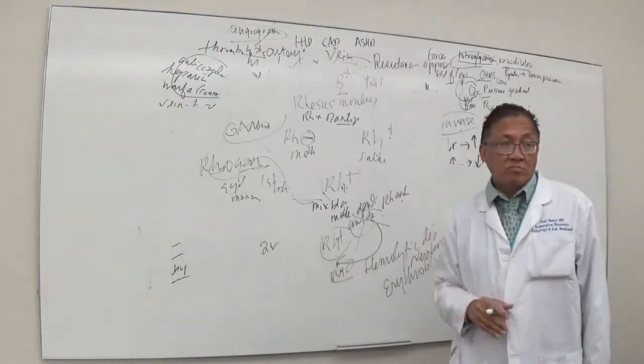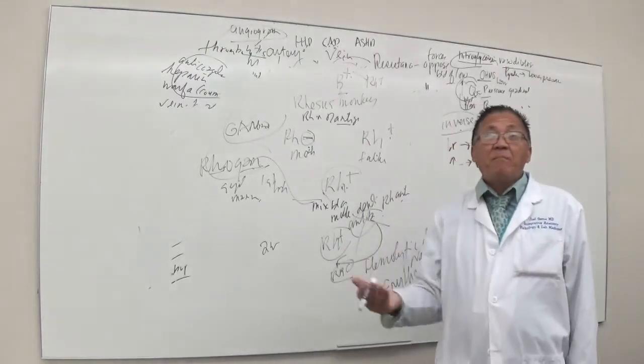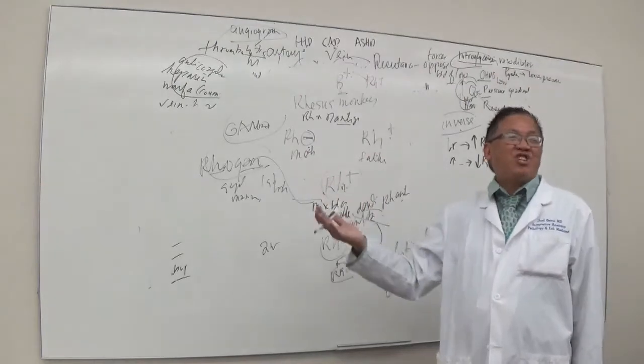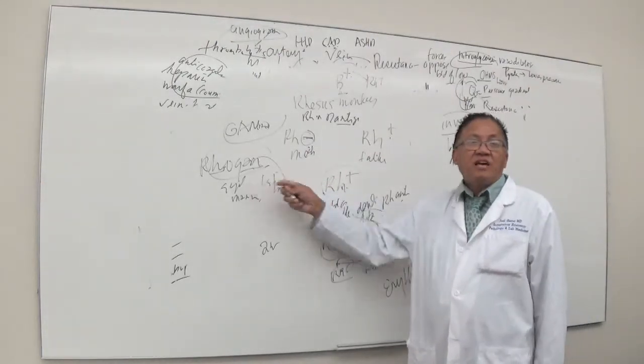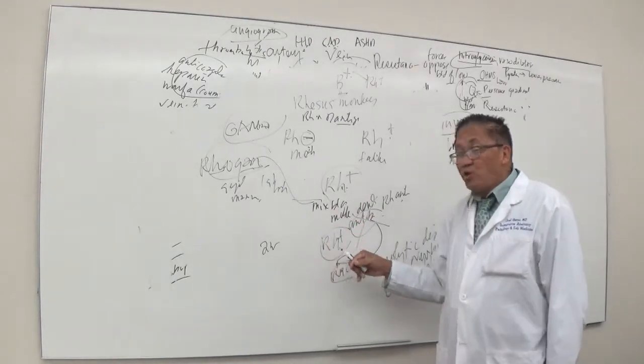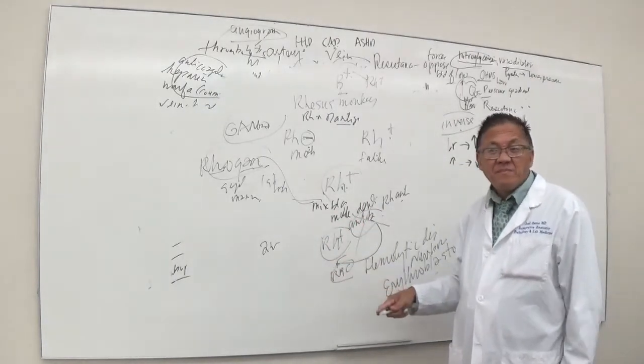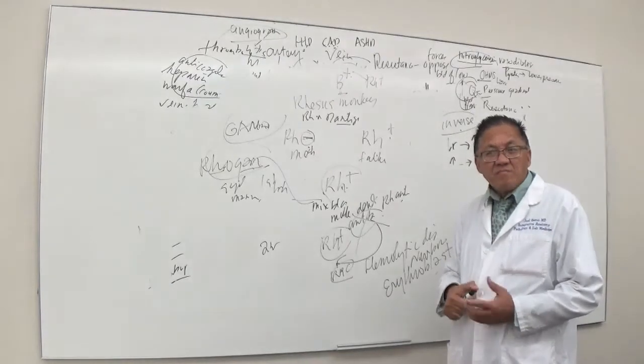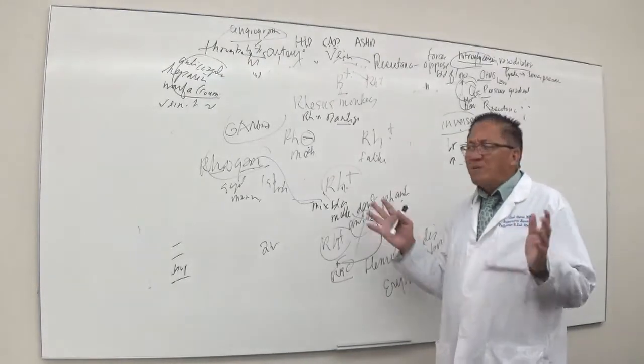Developing her own antibodies. It's like an example of what we call passive immunization. What is passive immunization? Injecting the patient with the antibodies. And you do the same thing for the second pregnancy. Can that help? Yes. So what is the moral lesson here?